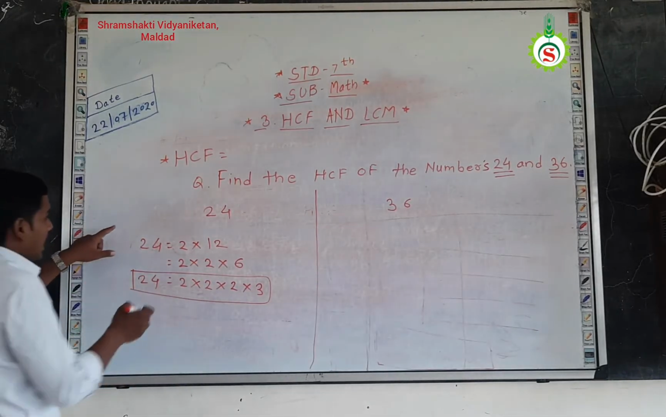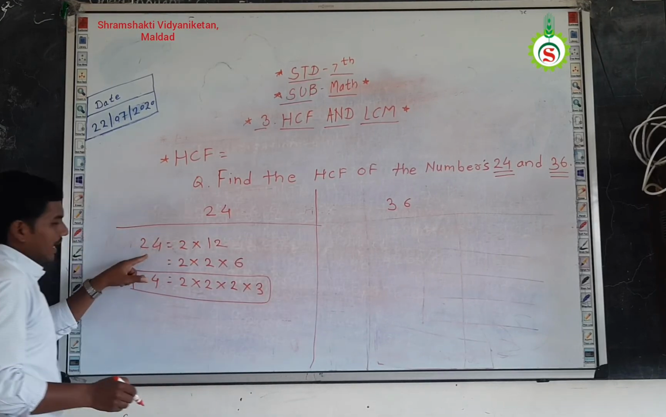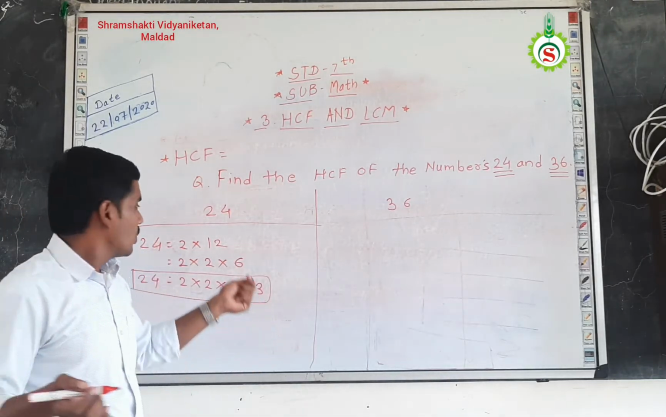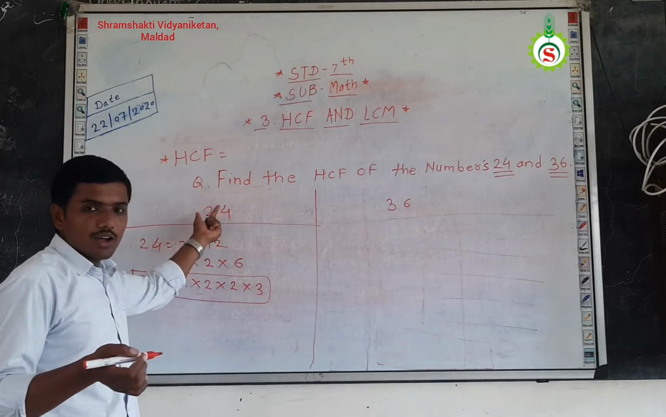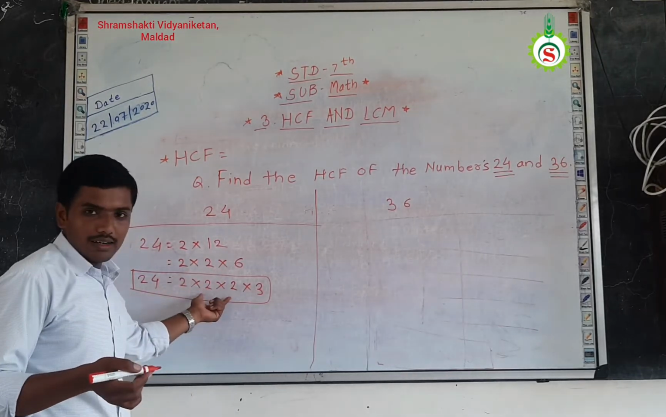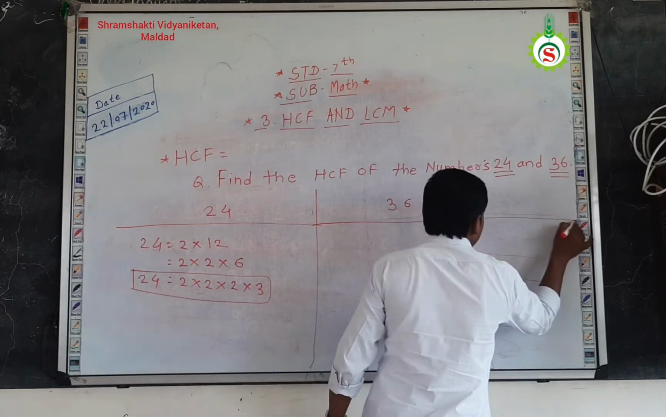That means I have taken the factors of 24 by the horizontal method. You can use the vertical method also for finding the factors of 24, and you will get the same answer. Now the next number is 36.